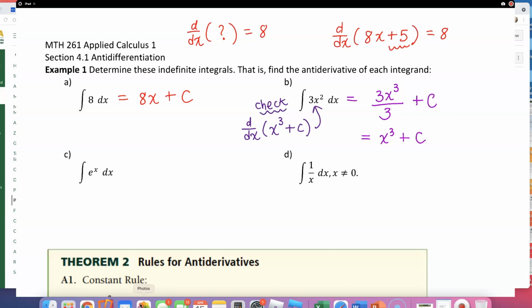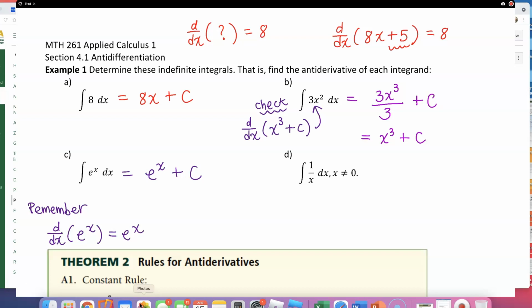Okay, all right. How about the next one? What kind of term has a derivative of e to the x? Remember, the derivative of e to the x is equal to e to the x. So this is just going to be e to the x, but don't forget to put plus c. That's it for that one. And the last one is a little bit tricky.